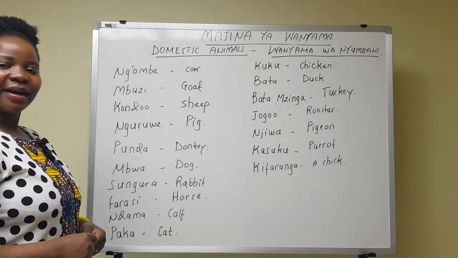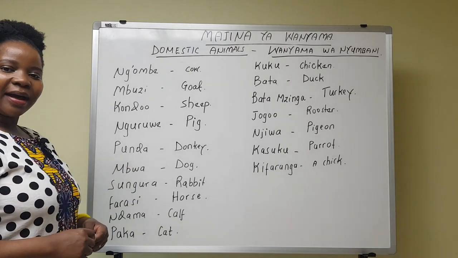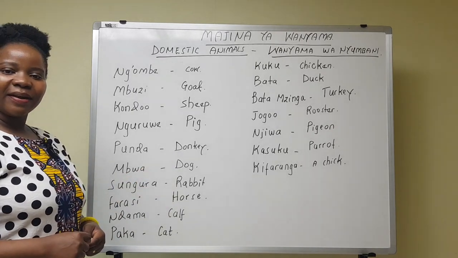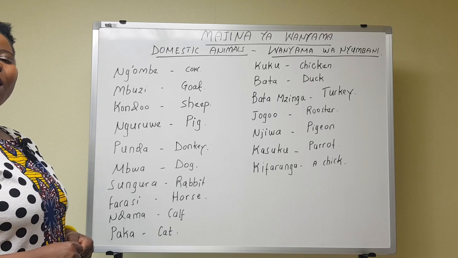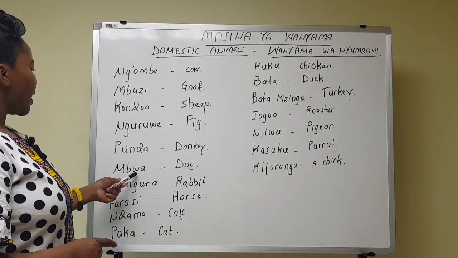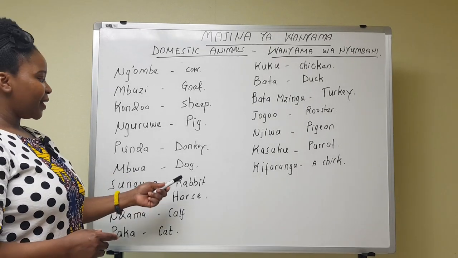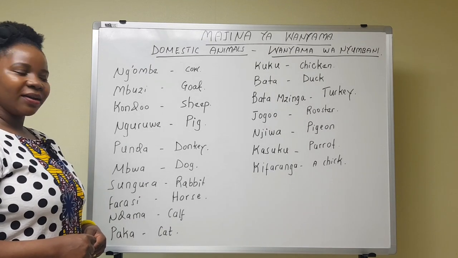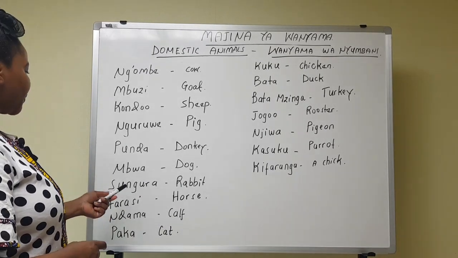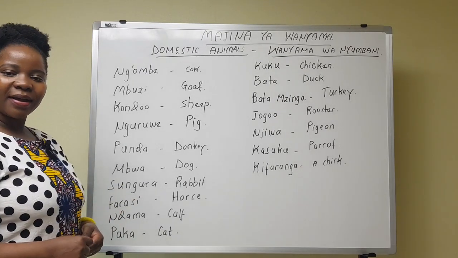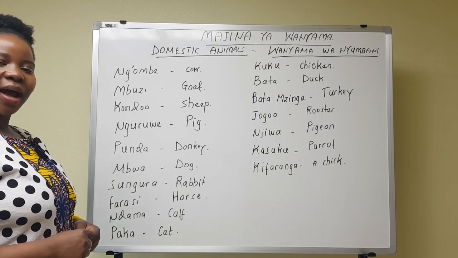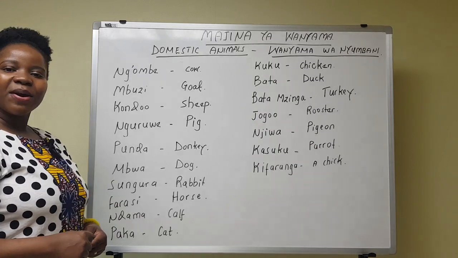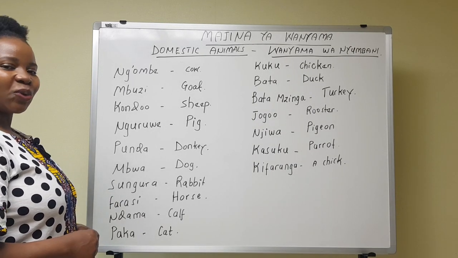Punda. This is donkey. Mbwa. This is dog. Sungura. This is rabbit.